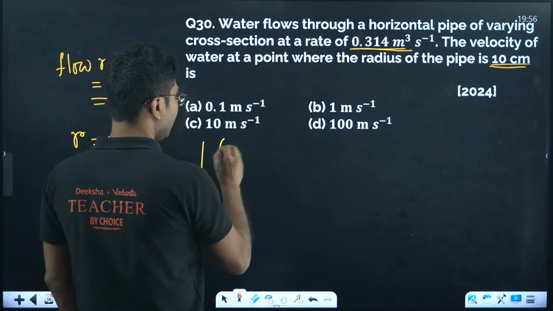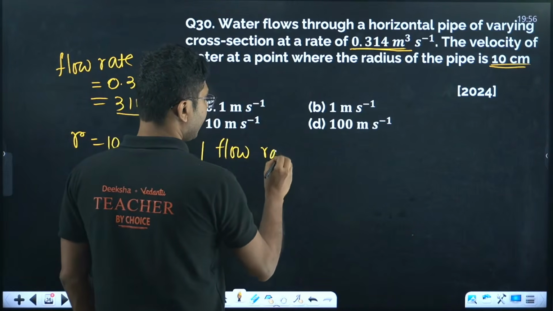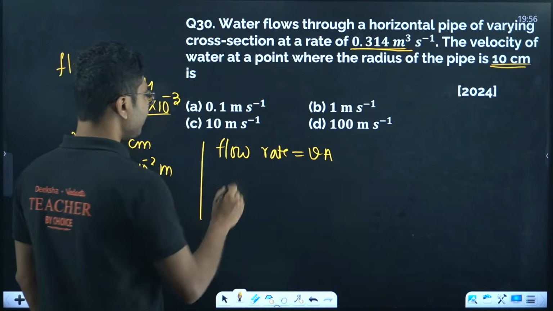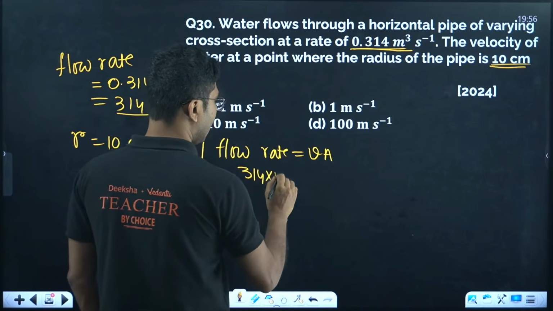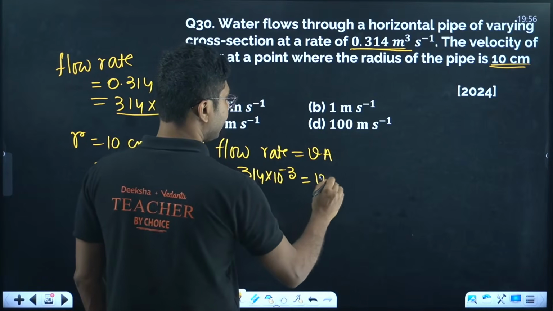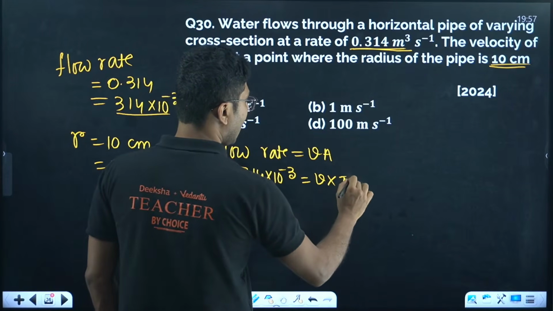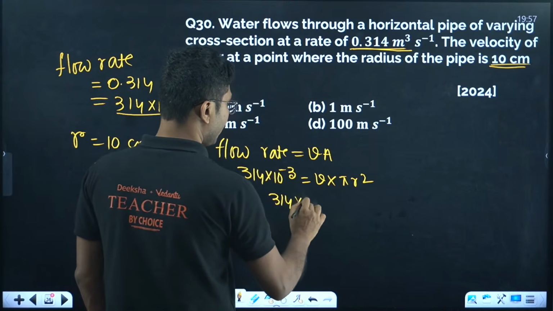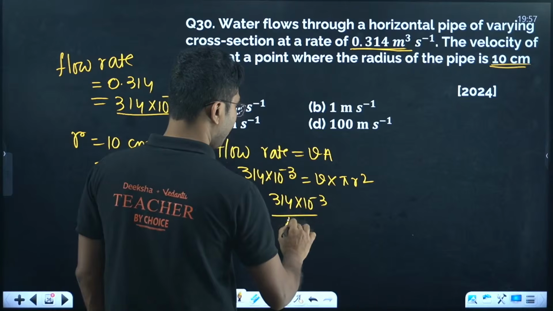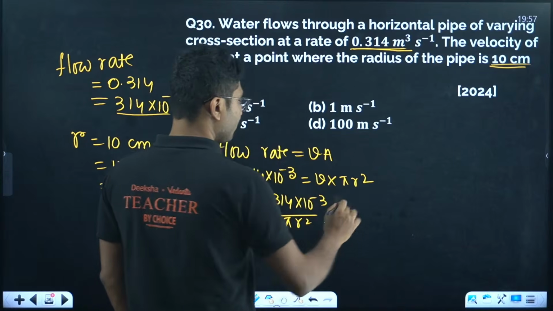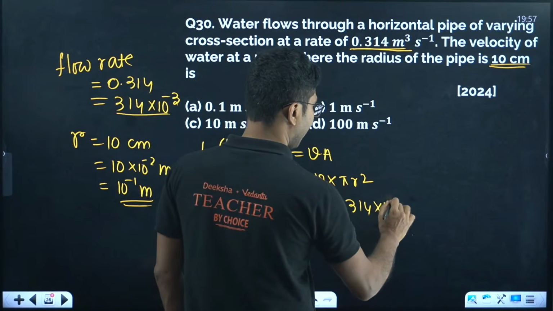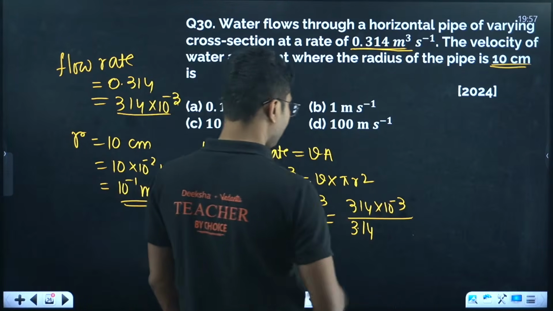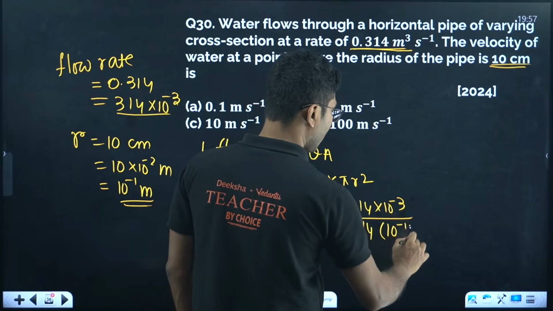What is flow rate? I just told you flow rate is velocity into area. Okay, flow rate is velocity into area. Now flow rate is given, velocity we are trying to find, area is pi r square. So velocity is 314 into 10 to the power of minus 3 divided by pi r square. Okay, so 314 into 10 to the power of minus 3 divided by 3.14, because pi is 3.14, r is 10 to the power of minus 1 whole square.